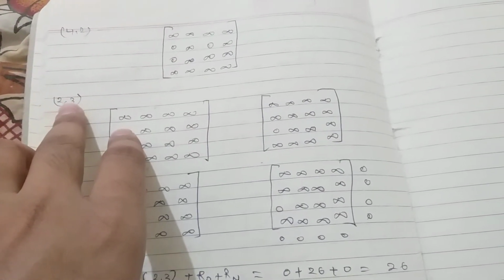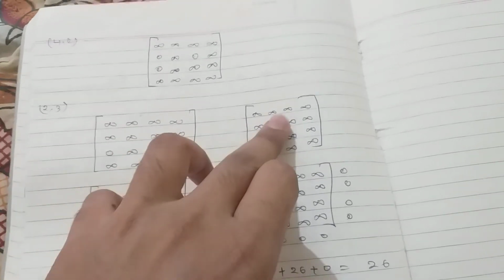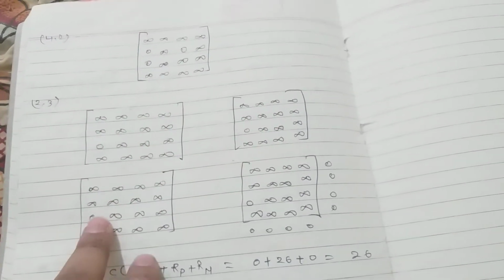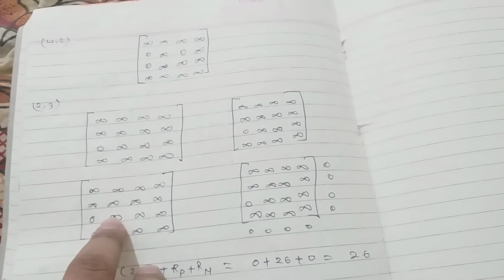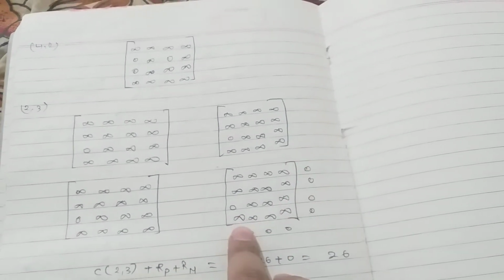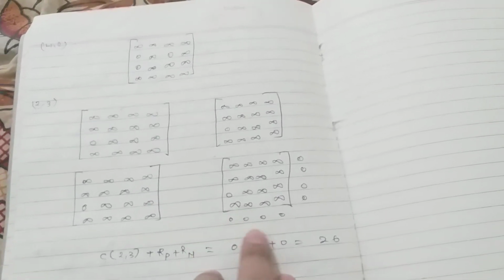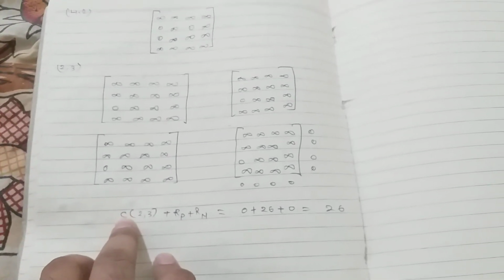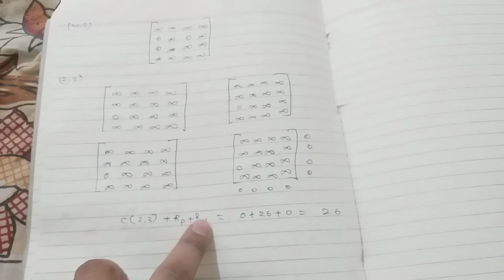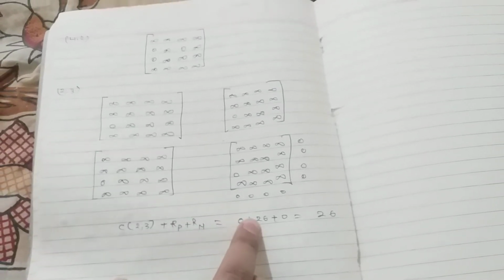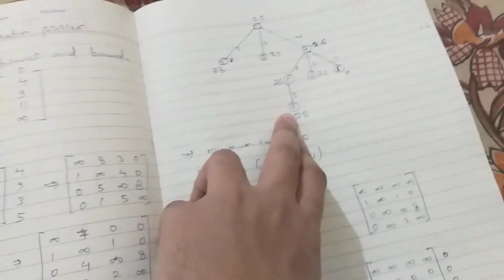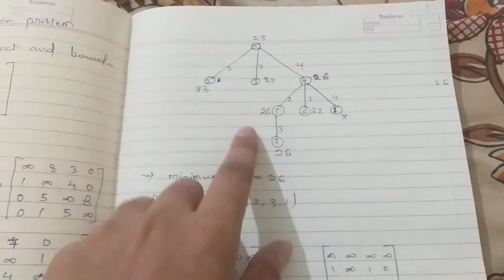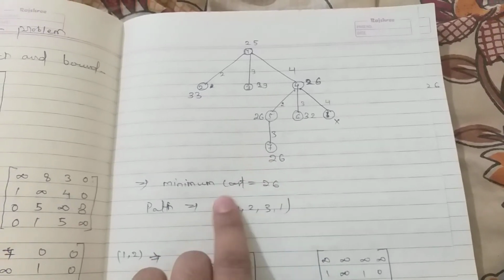Then we will solve for 2 to 3: second row and third column we will put infinite, after that third row and second column will be put as infinite, and after that we will reduce the matrix as we had done earlier by subtracting the corresponding rows and columns. Here you can see the cost of 2 to 3 plus previous plus new is 0 plus 26 plus 0, which comes out to be 26. Then we will put 26 here. So the minimum cost is 26 for this problem.